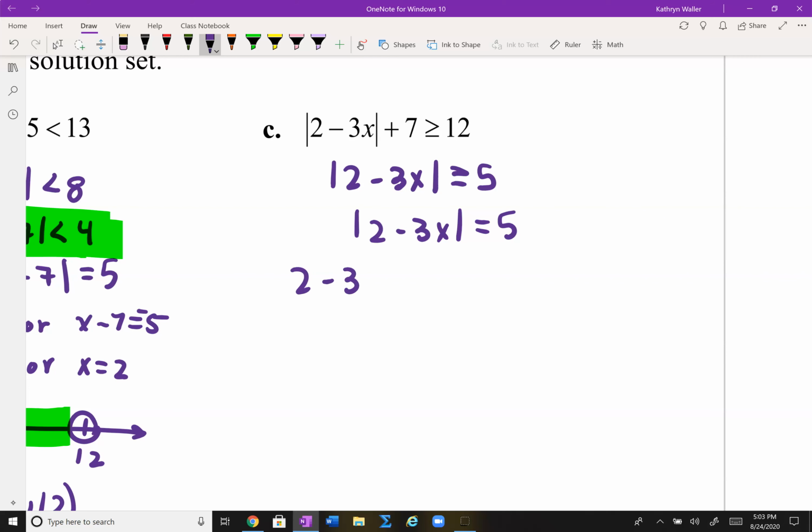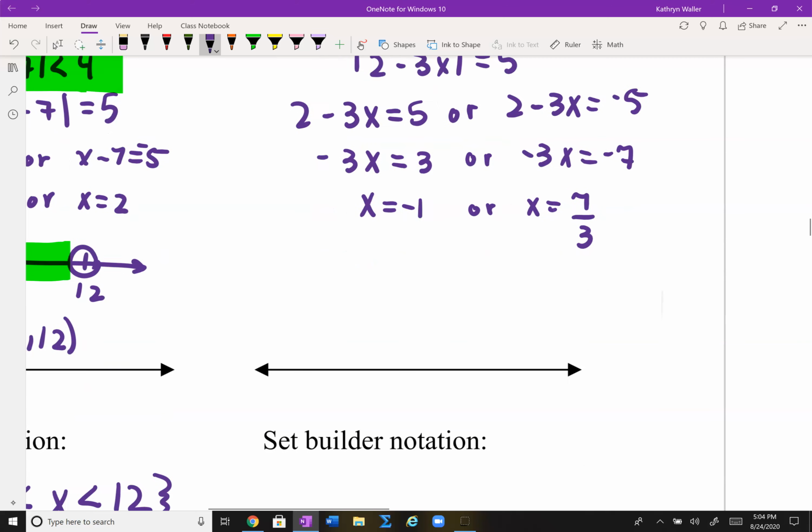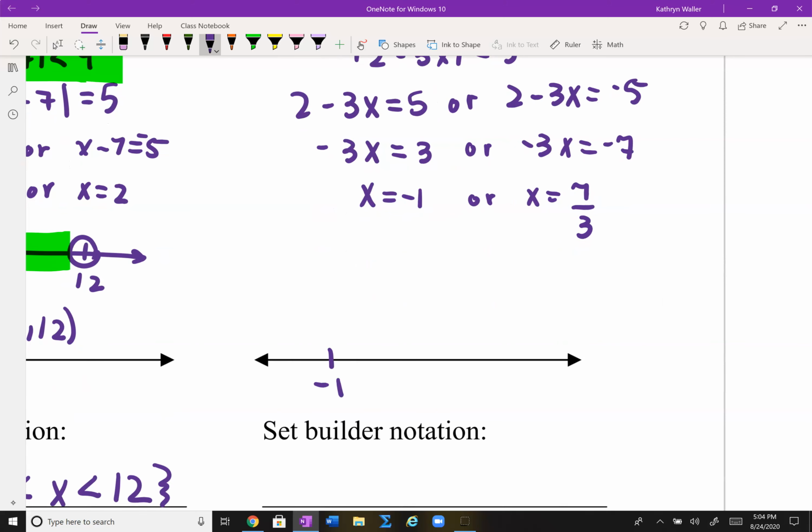Now you split it in 2, and you drop the absolute value. So it could be 5 or it could be negative 5. And now you solve it. So negative 3x equals 5 minus 2, which is 3, and you get x equals negative 1. Over here you get negative 3x equals, the 2 comes over and becomes negative 7, and then you divide by negative 3, and you get a positive 7/3. Okay, go to your number line. Negative 1 over here, 7/3 over there.